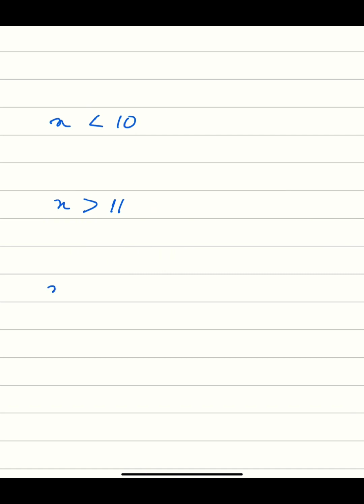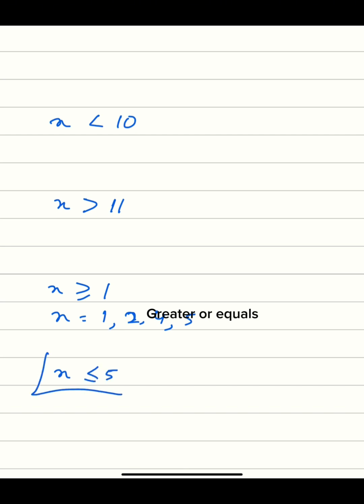If we look at this expression, this means x is greater than or equal to 1. In other words, we can say the values of x can be 1 or more than 1, like 2, 4, 5. And if you look at this expression, it means x is less than or equal to 5, which means the values of x can be 5 or less than 5. For example, 4, 3, minus 1.